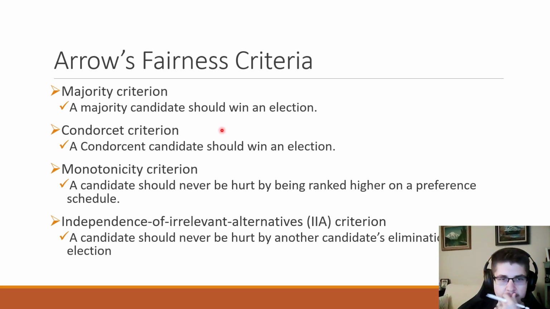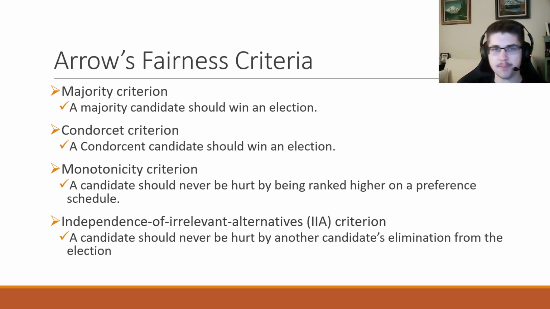And the last criterion is kind of similar. The independence of irrelevant alternatives criterion, or IIA for short, because that's a heck of a mouthful, says that a candidate should never be hurt by another candidate's elimination from the election. Sorry, my head's in the way there. And very similarly, let's say that between Art, Ben, Kathy, and Debbie, Kathy was going to win. But let's say that Art decides that they're going to drop out from the election.